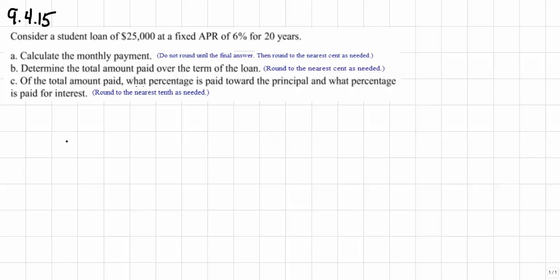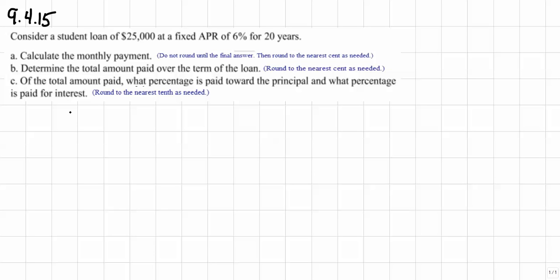Consider a student loan of $25,000 at a fixed APR of 6% over 20 years. A. Calculate the monthly payment. Notice in parentheses, do not round until the final answer, then round to the nearest cent as needed. B. Determine the total amount paid over the term of the loan, round to the nearest cent as needed.